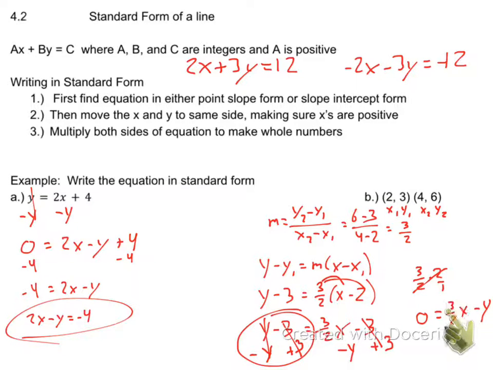I don't like this fraction. I don't like things in the denominator. It has to be a nice integer, whole numbers, those types of things. So, what you're going to do then is you're going to multiply everything by a number that gets rid of that 2. And that just happens to be 2. 2 times 0 is 0. 2 times 3 halves is 3, because the 2's will cancel. So 3x minus 2y. And you now just put it into standard form.